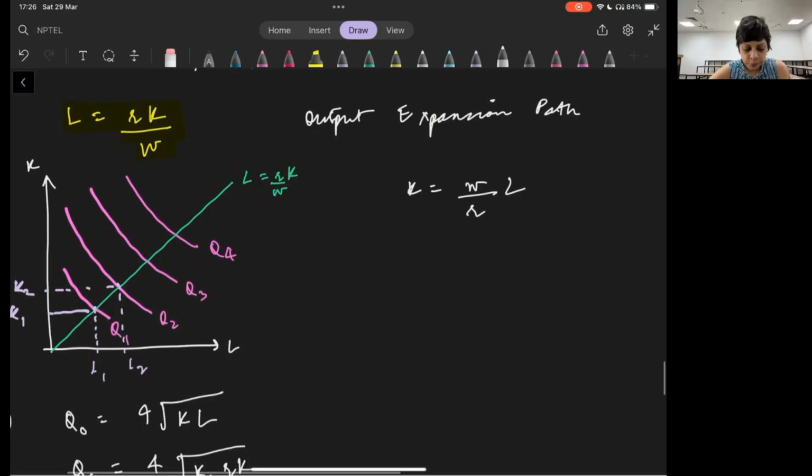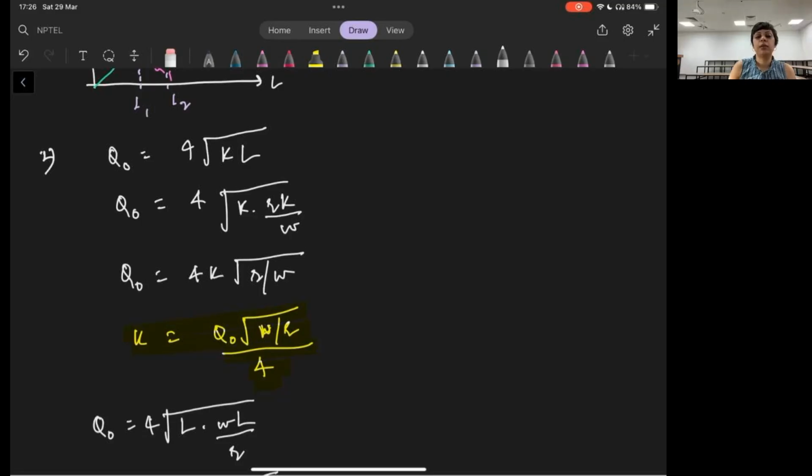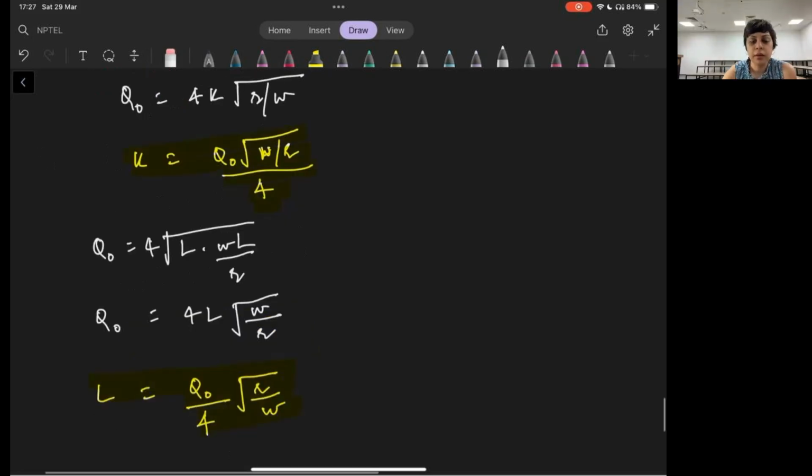This gives you the output expansion path, and using this output expansion path, we substitute for the value of L first to get the conditional factor demand for K, and then we do the other way down. We substitute for K and we get the conditional factor demand for L. Okay. So these conditional factor demands basically tell you what? That if a firm is planning to produce a certain quantity and wages and rents are determined by the markets, then how much would be the demand for that particular input? In this case, it is L and K, it could be some other input, it could be X1, X2, or whatever. Okay. Is this clear?